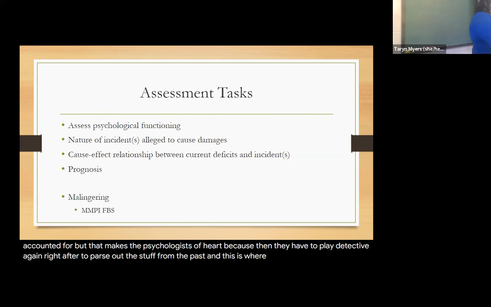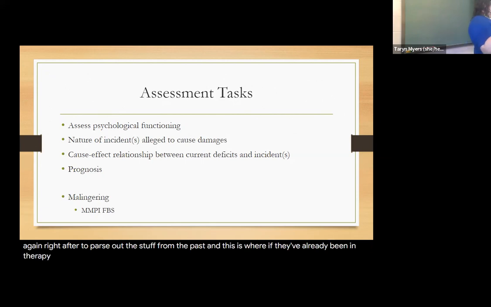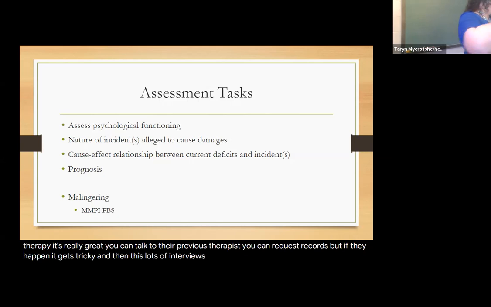And this is where, if they've already been in therapy, it's really great. You can talk to their previous therapist, you can request records. But if they haven't, it gets tricky, and then it's lots of interviews and sort of detective work, essentially.